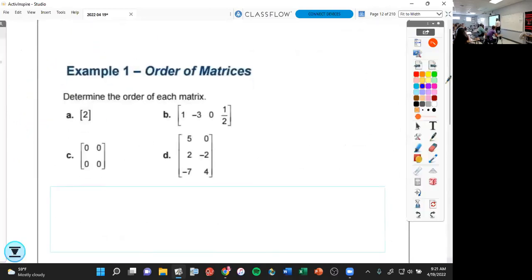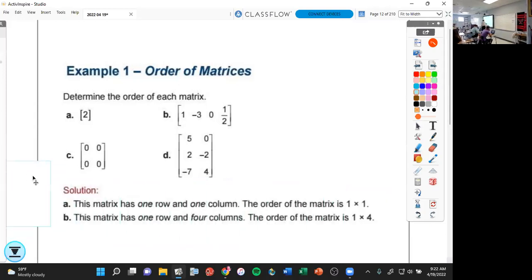Okay. So letter A, what is the order of that matrix? 1 by 1. One row, one column, right? So letter A is a 1 by 1 matrix. Letter B, 1 by 4. Letter C, 2 by 2. Letter D, rows first, would be a 3 by 2. Okay, so make sure you get the order right. Always rows first. Again, order means dimensions. Moving along.